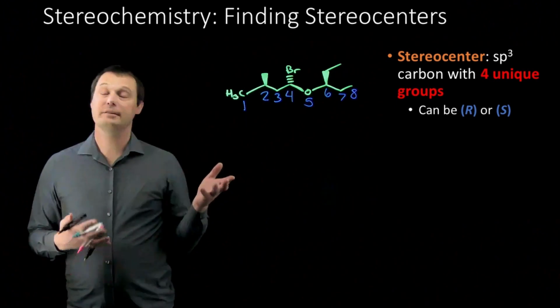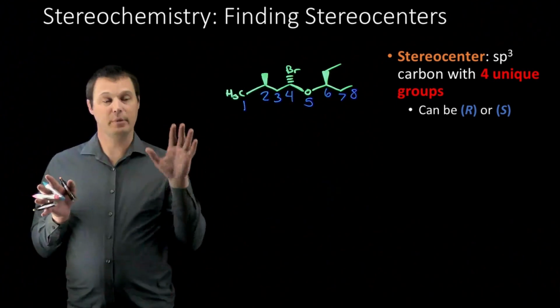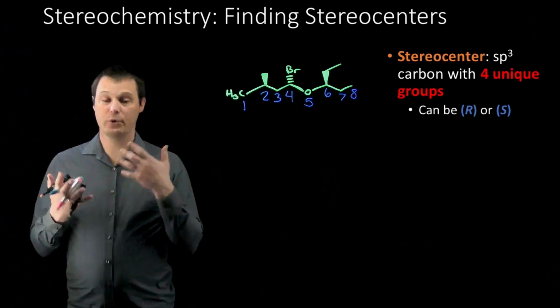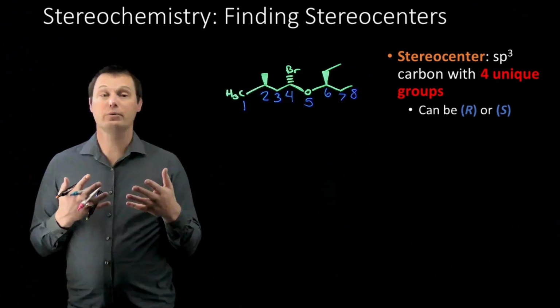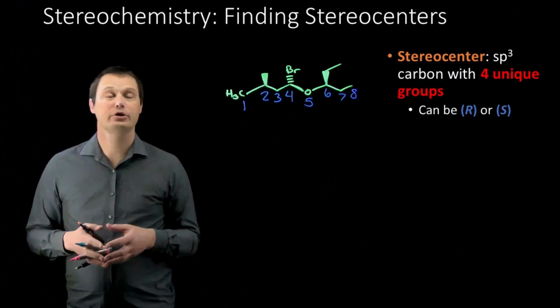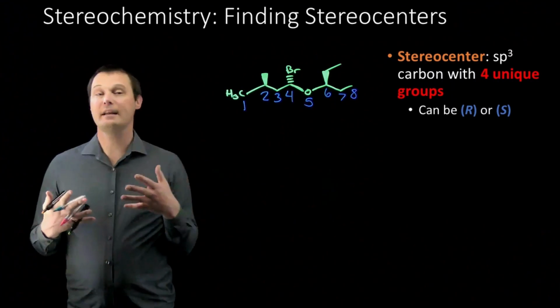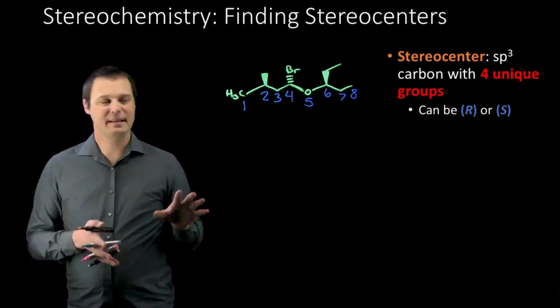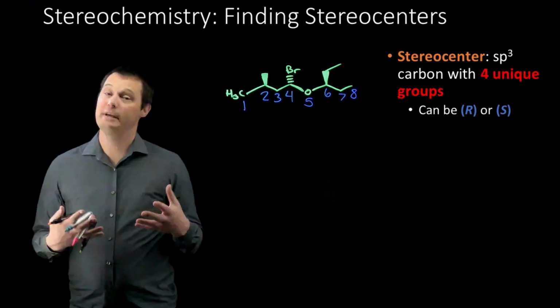Recall, sp3 hybridized carbon is tetrahedral. 2 of the groups are in the plane, 1 is coming towards you and 1 is going away from you. So we can use wedges and dashes to show things going away from you or towards you, even if they're not really a stereocenter. For now, at this beginning phase of our organic chemistry journey, a stereocenter we're going to define as any sp3 hybridized carbon with 4 unique groups attached. Extending that definition to more advanced topics is beyond the scope of this video.